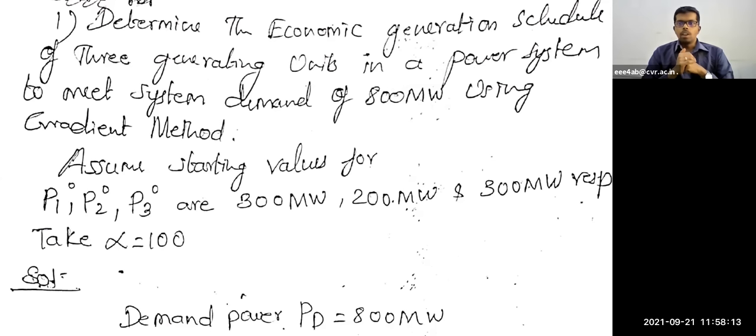Determine the economic generation schedule of three generating units in a power system to meet the system demand of 800 megawatt. Okay, so here the demand is given as 800 megawatt, using the gradient method. Using gradient method. So take down this.